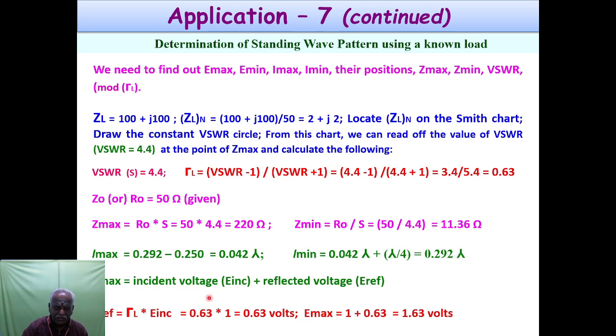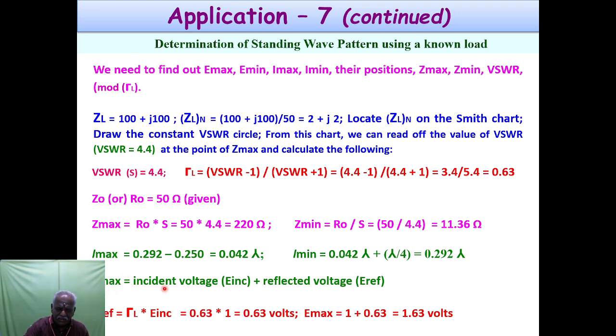What is E maximum? E maximum you have to determine. E maximum is equal to incident voltage plus reflected voltage, which we have discussed already. The incident voltage and reflected voltage combine constructively. The phase angle between these two will be 0, and therefore you will get the points of voltage maximum, E maximum. This is the principle that we studied while discussing the standing wave pattern.